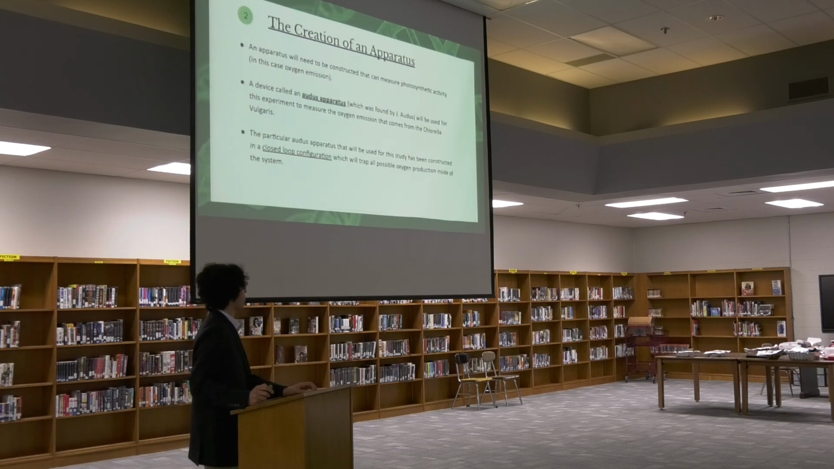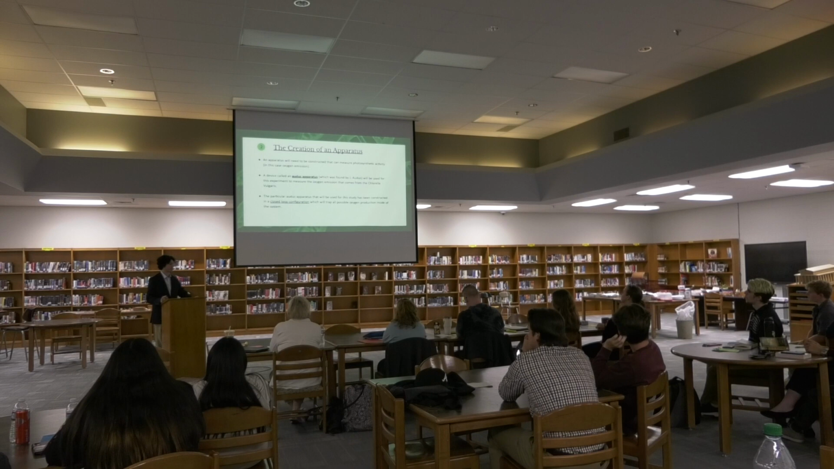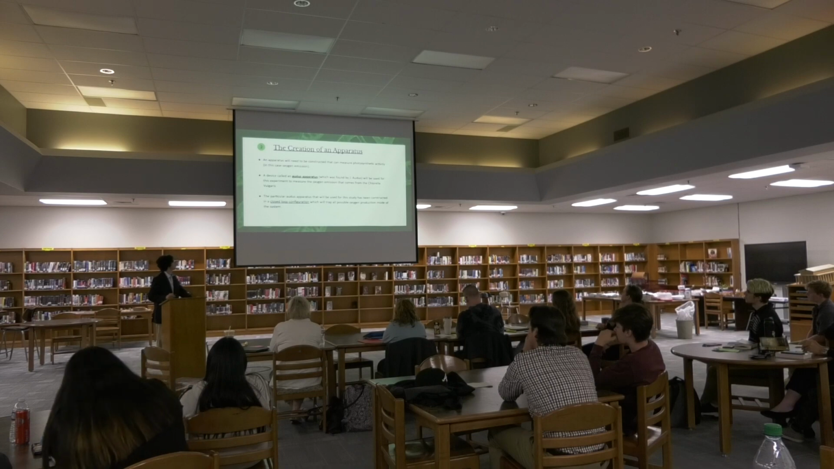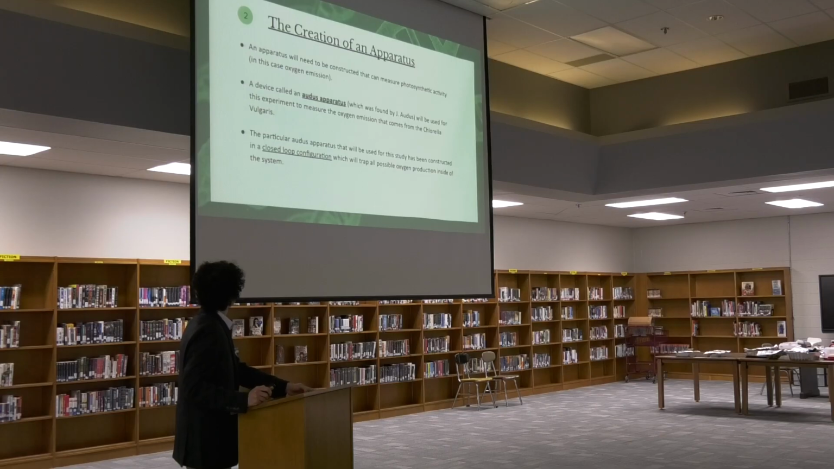Secondly, the creation of an apparatus. This apparatus will be constructed to measure photosynthetic activity, which was also used in the existing literature review to understand how to measure photosynthetic activity. The device is called an Otis apparatus, and it will be used to measure any oxygen that comes off the Chlorella Vulgaris for both my experimental and control group that will be shown later.